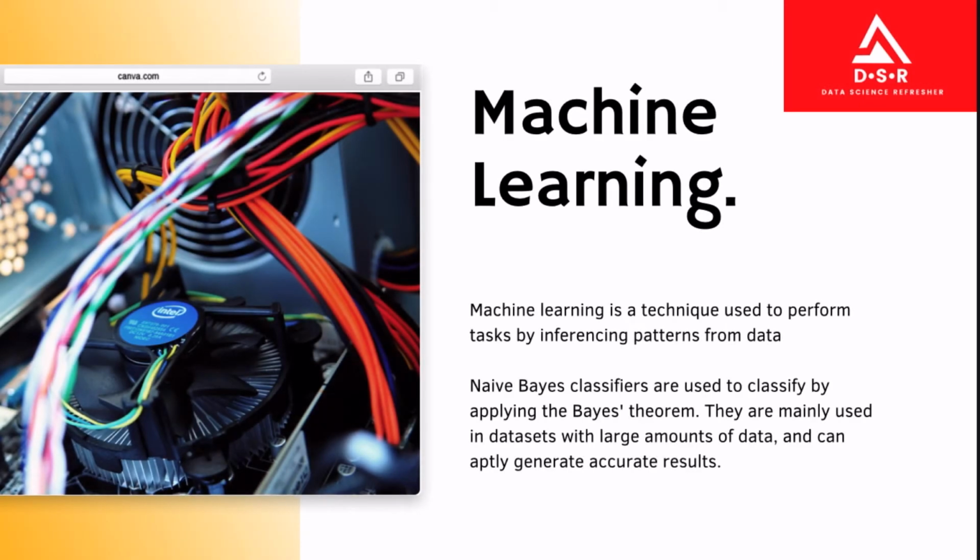Coming to machine learning. Machine learning is a very important part. There is supervised, unsupervised and a lot of different types of machine learning, but we would be going with the basic definition at the moment. Machine learning is a technique used to perform tasks by inferencing patterns from data.